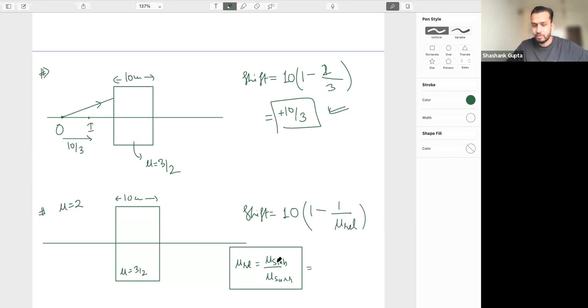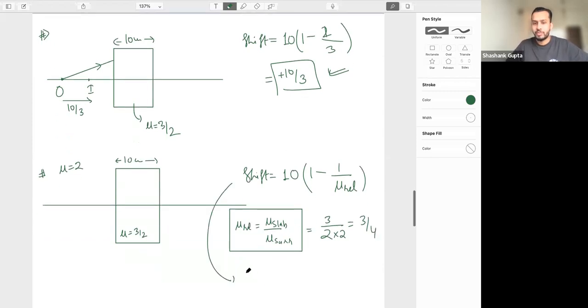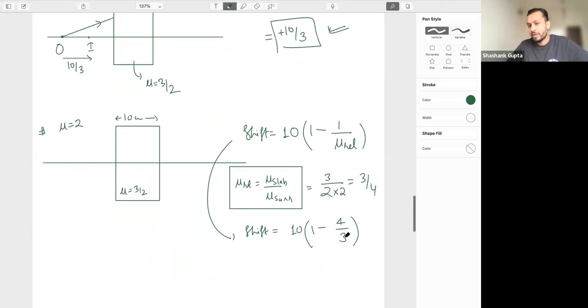Let's calculate mu relative. Slab is 3 by 2 and the surrounding is 2, so it is coming out to be 3 by 4. Now see what is the shift that is coming by the formula. It is coming out to be t(1 minus 1 upon 3 by 4). Just see, can I say 1 minus 4 by 3 is minus 1 by 3? So shift is coming out to be negative.